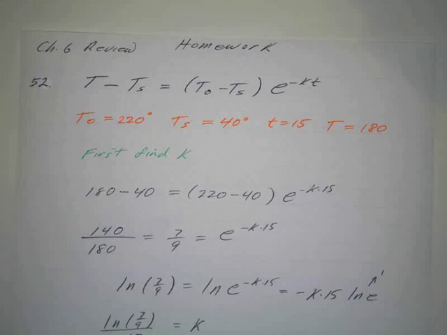So if we look at number 52, it says a deep dish apple pie, whose internal temperature was 220 degrees Fahrenheit when removed from the oven, was set out on a 40-degree breezy porch to cool. 15 minutes later, the pie's internal temperature was 180 degrees. How long did it take for the pie to cool from there to 70 degrees?